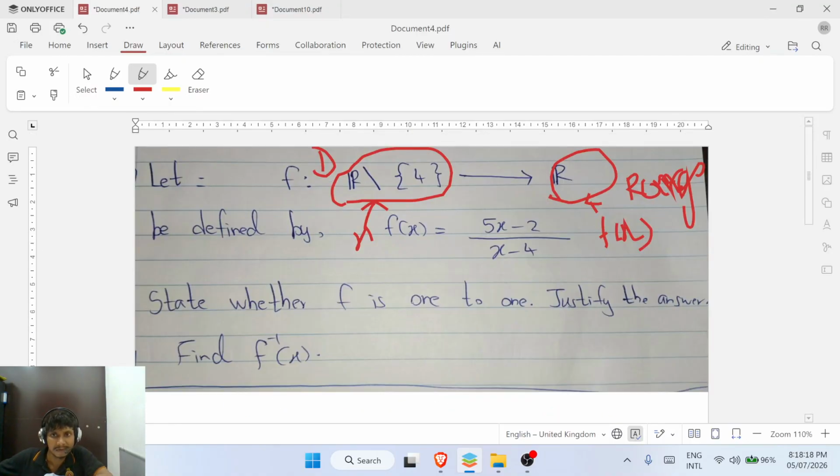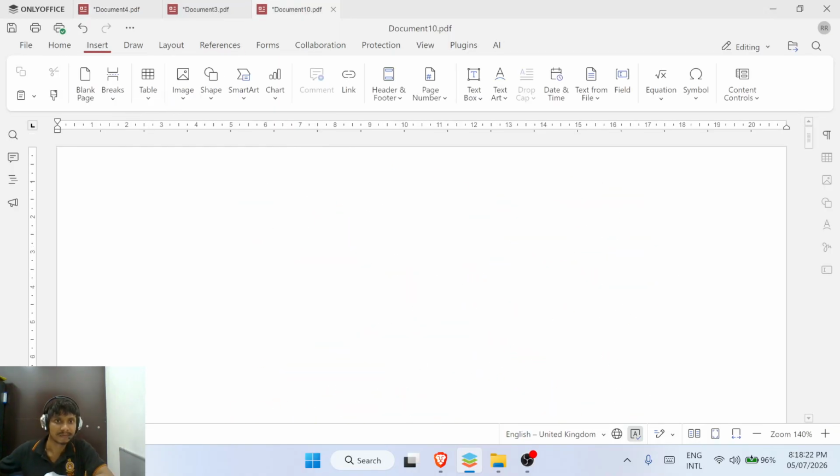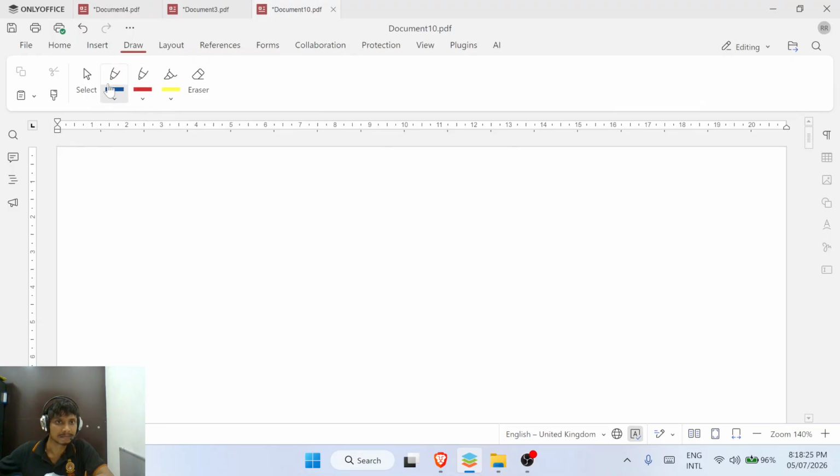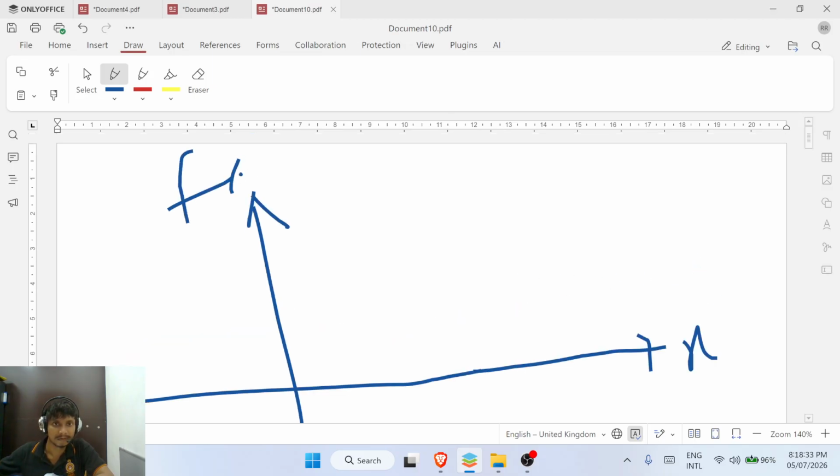But the f of x is a real number set, which means, this is the graph. x and f of x. This is the domain. x is the domain. The f of x is the range.